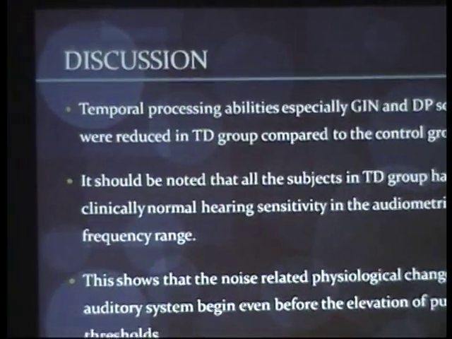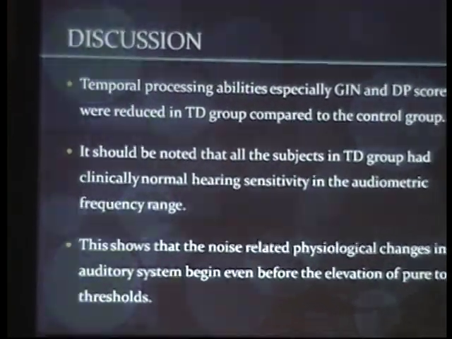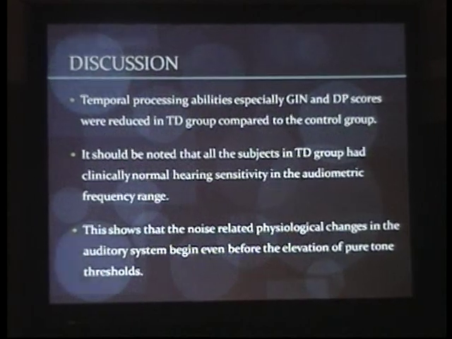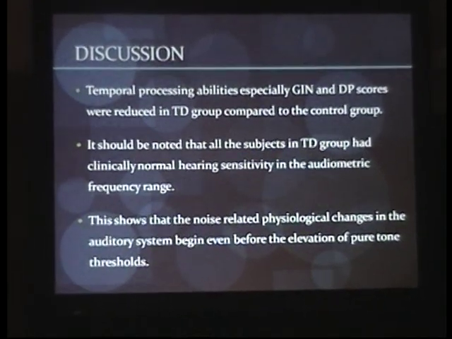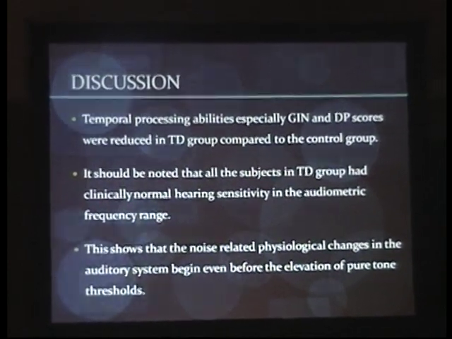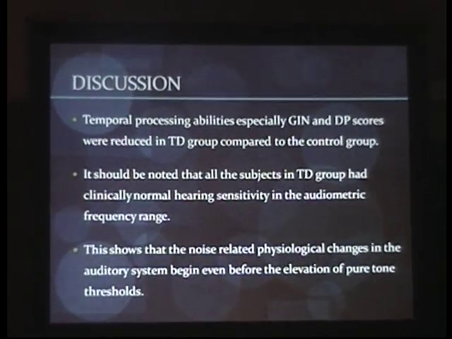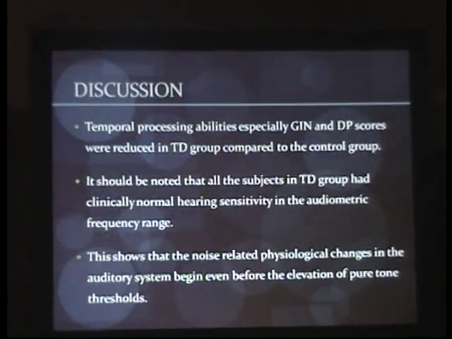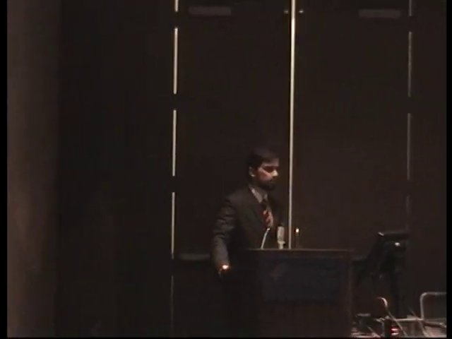Coming on to the discussion, the temporal processing abilities, especially gap detection in noise and the duration pattern scores, were reduced in the train drivers group compared to the control group. It should be noted that all subjects in the train drivers group had clinically normal hearing sensitivity in the audiometric frequency range. But even so, they had poorer temporal processing skills. This shows that noise-related physiological changes in the auditory system begin even before the elevation of the pure tone thresholds.